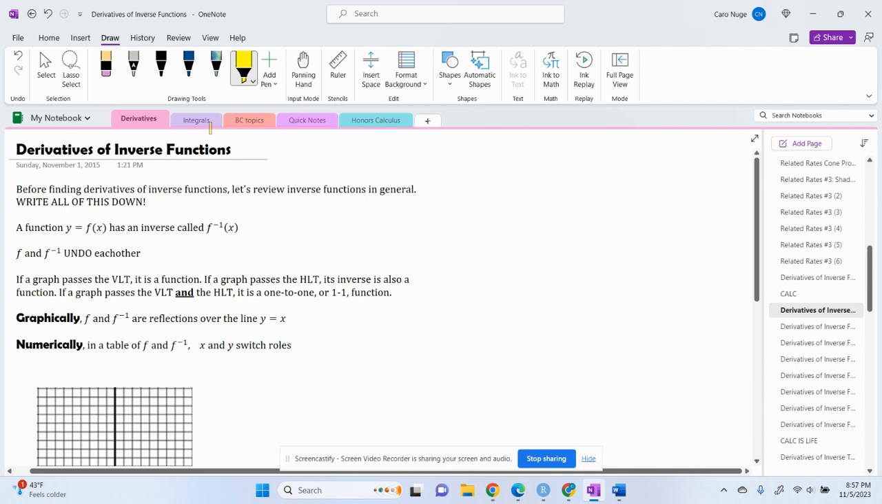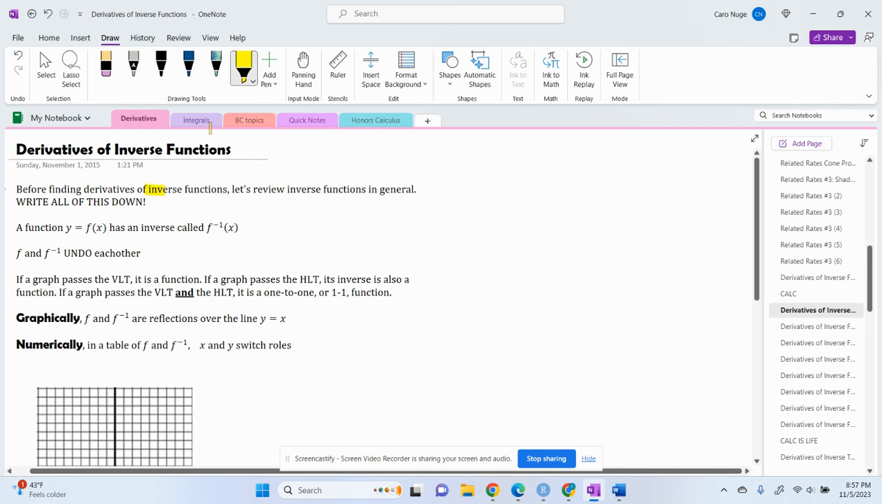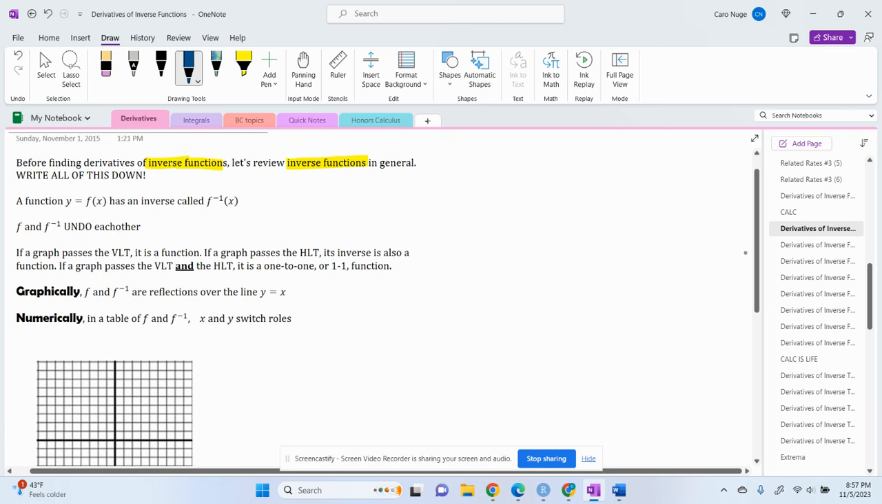Okay, so before we do anything with inverse derivatives, let's just review quickly inverse functions. Like in general, what's the deal with inverse functions? How do they work? This is all going to be review for you, but I need to make sure you remember all this because you're going to use some of it whenever you do your inverse derivatives. So jot this down here.